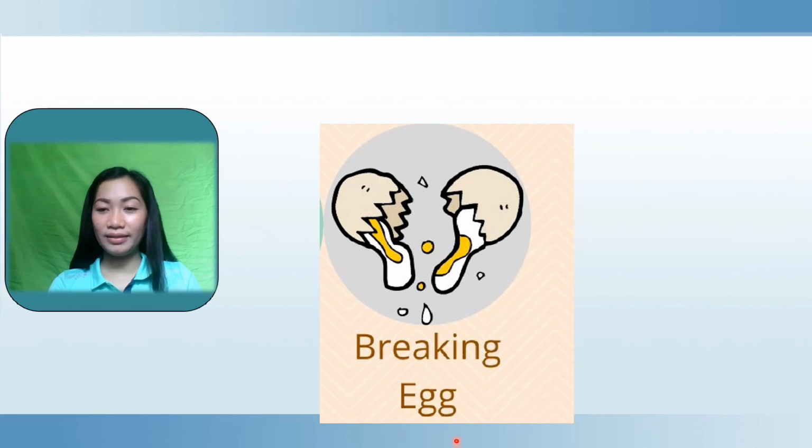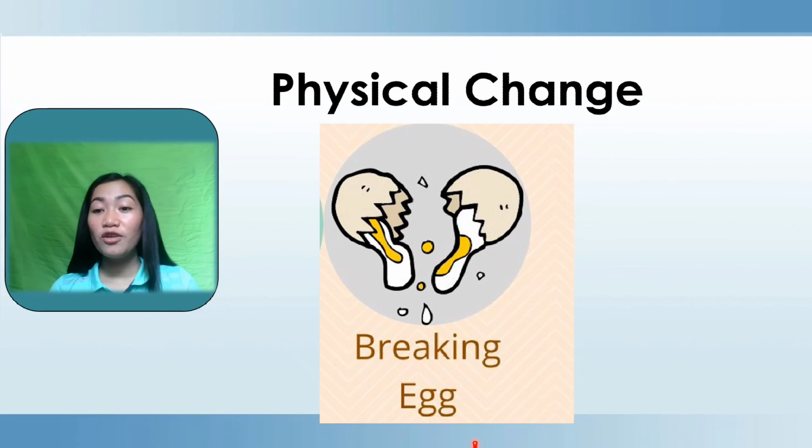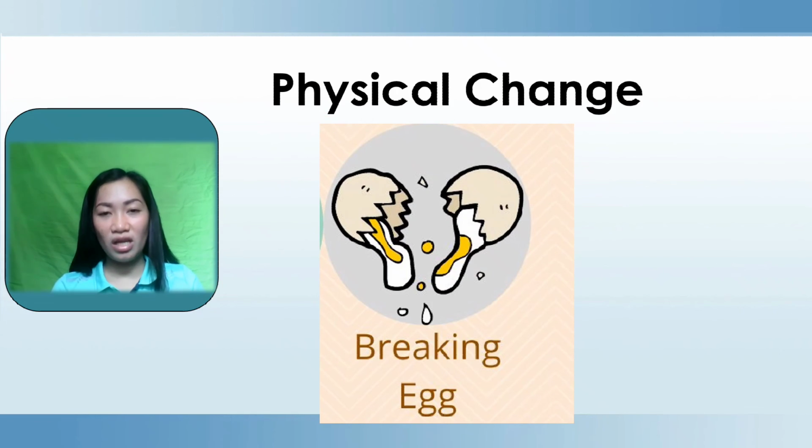Breaking an egg. Is it a physical change or a chemical change? Just break the egg, okay? It's a physical change because the moment you break the shell of the egg, it will still remain as an egg and there is no new substance being formed. It's still egg. So there is a physical change.